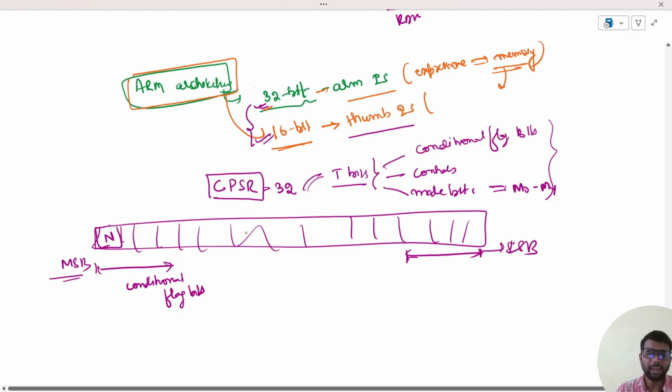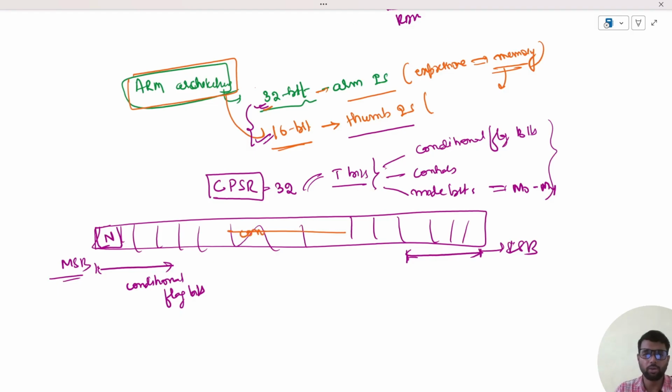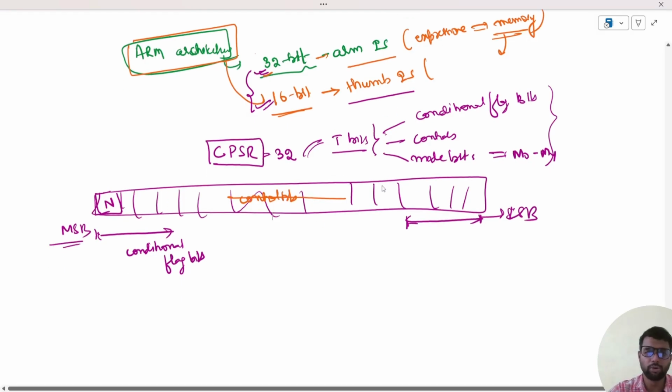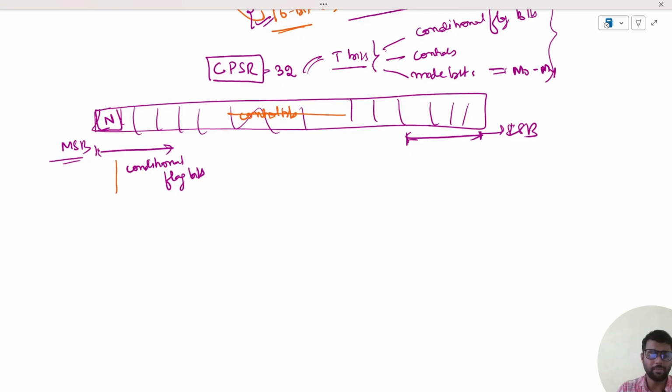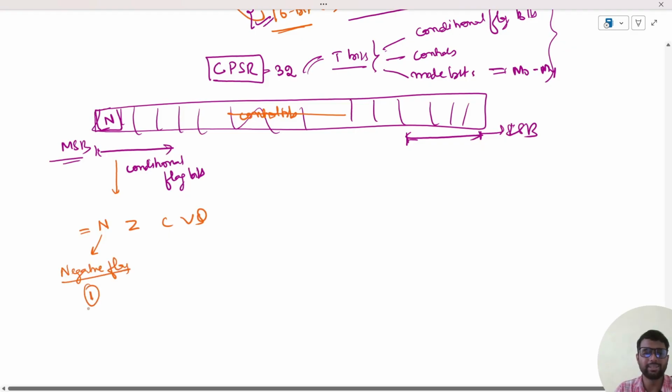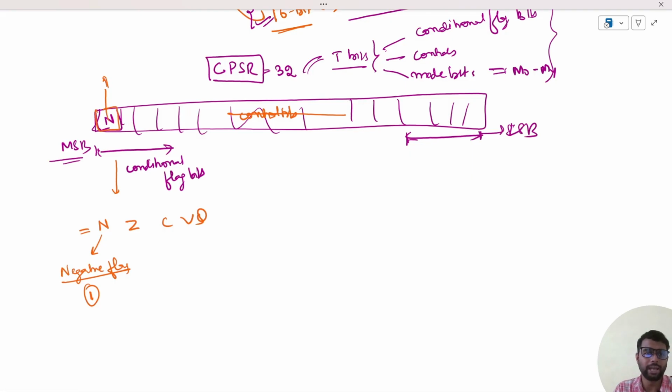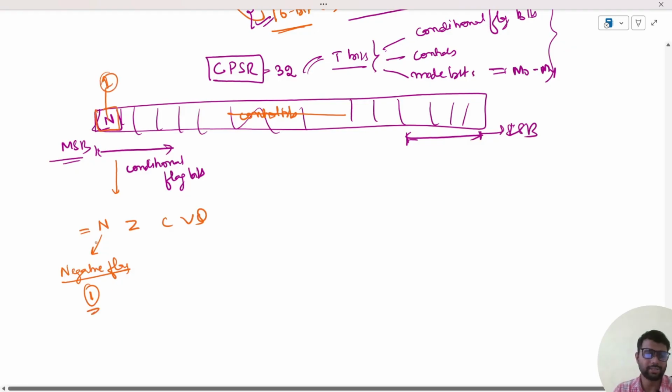In the middle we have the control bits. So what are the different conditional flag bits, control bits, and mode bits? Let us see one by one. For the conditional flag bits, we have N, which is the MSB, then Z, C, V, and Q. N is the negative flag. When N is 1, it means the result is negative. We have seen this in the previous digital electronics video when we talked about the most significant bit. If it is 1, it indicates that the result is negative.